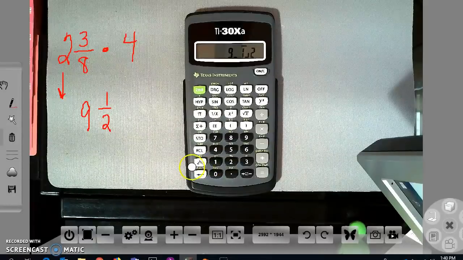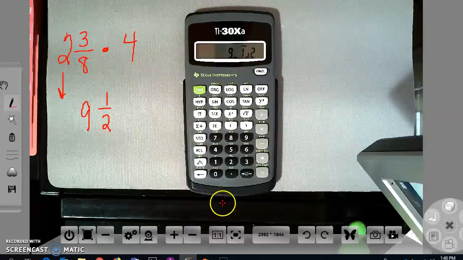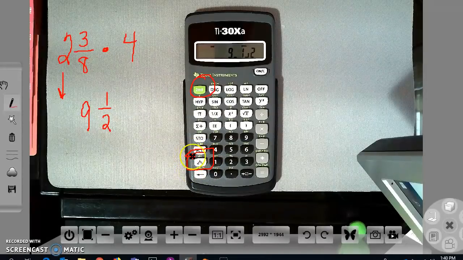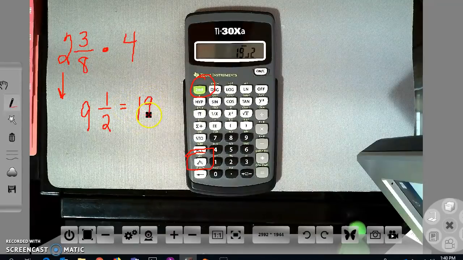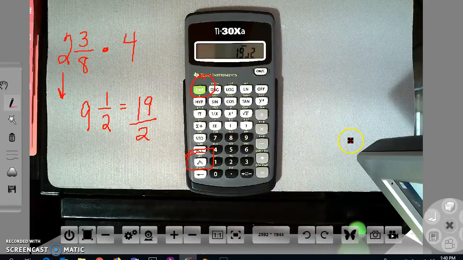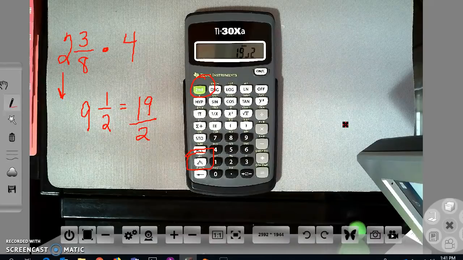Sometimes we do work with improper fractions. In order to change that to an improper fraction using your calculator, you can press the second button and use your fraction button again. And that gives you 19 over 2. Be sure to use this recording along with the cheat sheet file to help you put your fractions into your calculator in order to help us solve our unit rate problems.